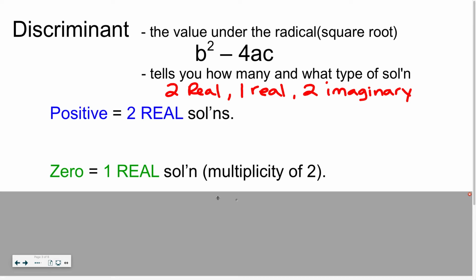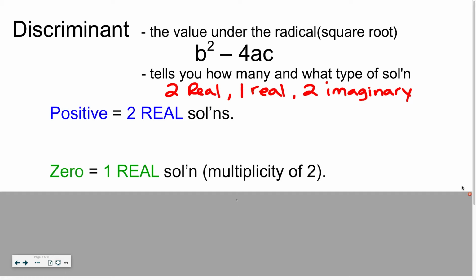And something that we'll talk about later on when we get to polynomials is when you have that one real solution, like we could solve that one by factoring, it'll be like the two factors appear, the two factors are the same, so that one solution appears two times. So we say it has a multiplicity of 2.